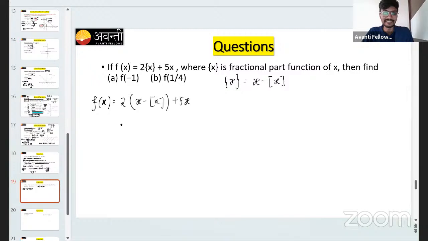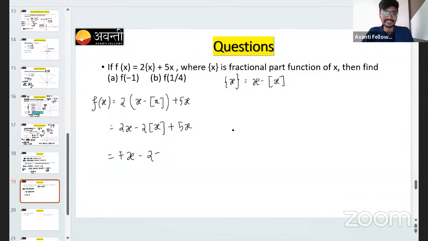Bracket open करो, so we will get 2x minus 2 into step of x plus 5x. ये 2x और 5x क्या हो जाएगा 7x. 7x minus 2 step of x. Now it becomes simpler. So let's see. First उसको चाहिए f of -1, 7x minus 2 into step of -1.